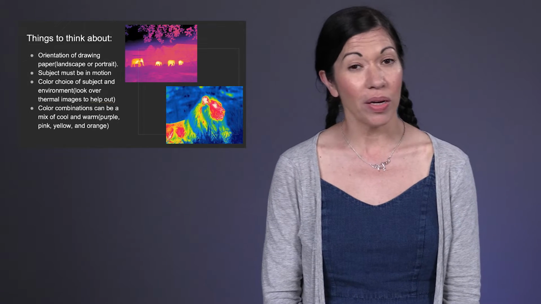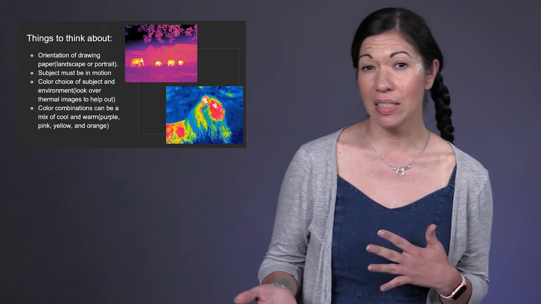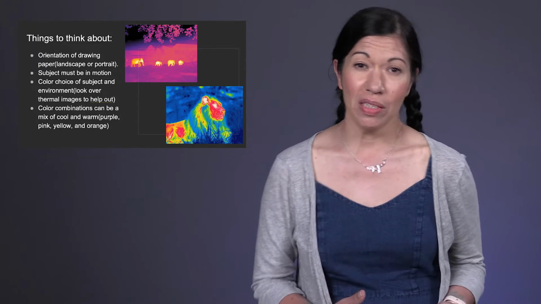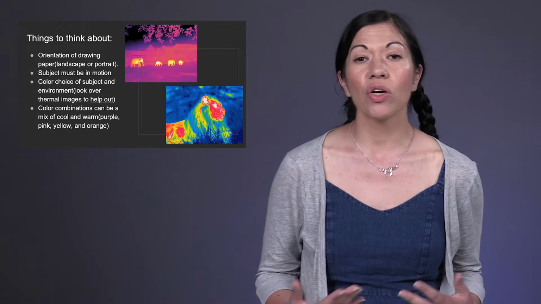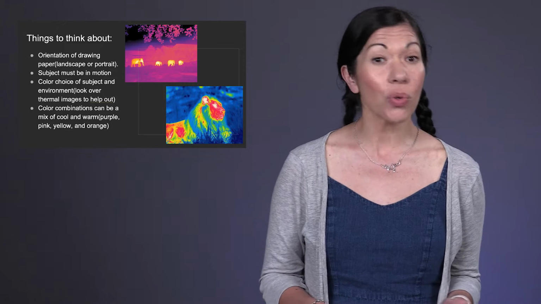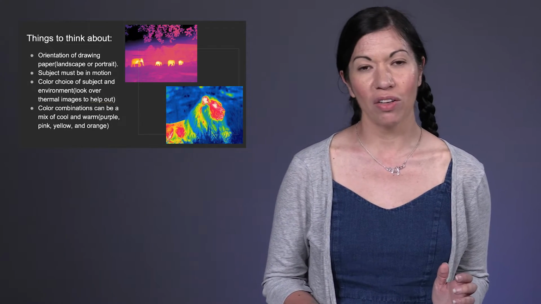Things to think about while creating your project: orientation of the drawing paper, maybe it's landscape or portrait. Subject must be in motion. Color choice of subject and environment. Look over thermal images to help you out. Color combinations can be a mix of cool and warm. Think of pink, purple, yellow, and orange colors.